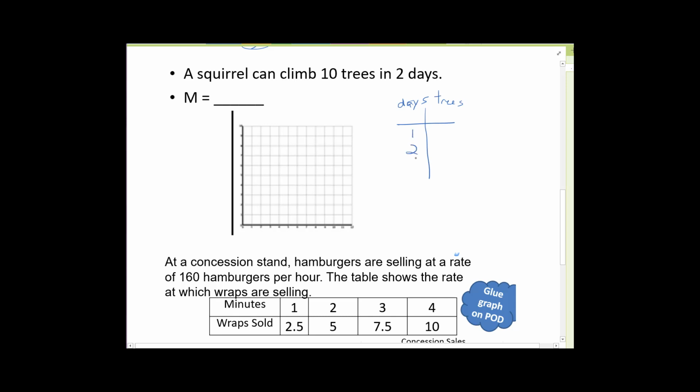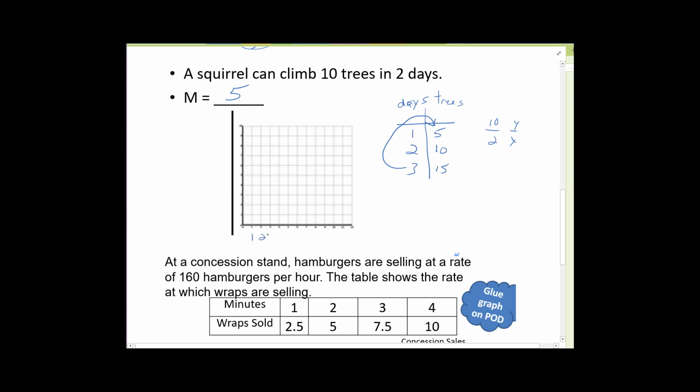So 1, 2, 3. I know 2 is 10. So now I'm going to find out how many there's 1. I'm going to take 10 divided by 2. That's y over x again. And I get 5. So the unit rate for this squirrel is 5. So I can put that up here, slope, 5. Okay? Now I also know that, again, if I take 3 times 5, I get 15. And that makes my chart correct.